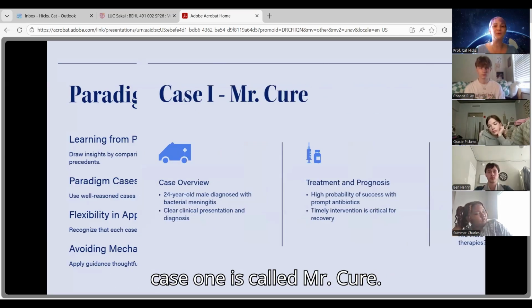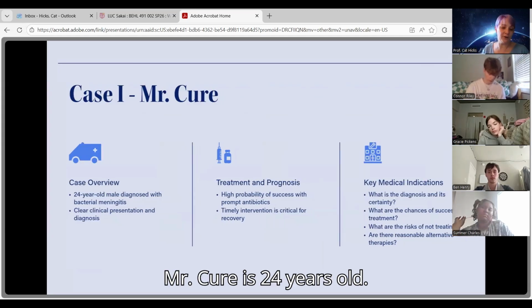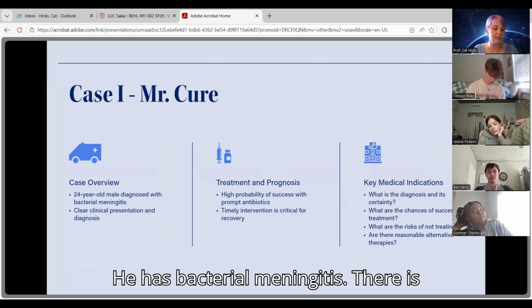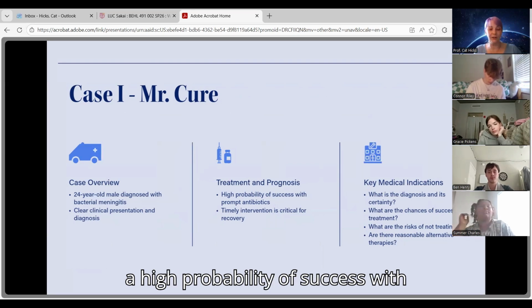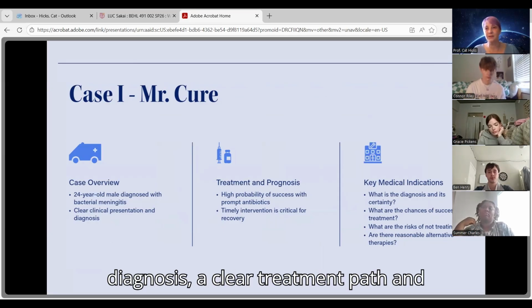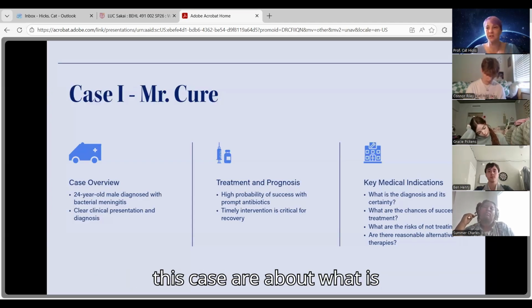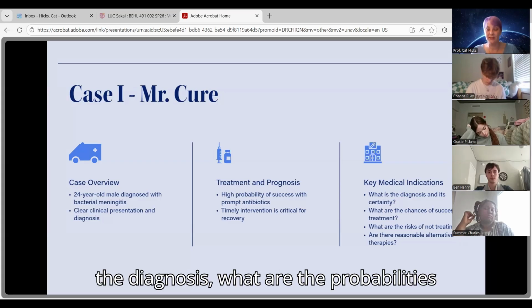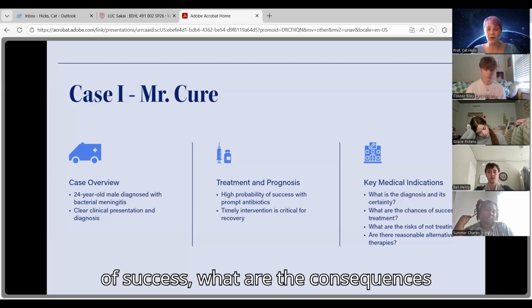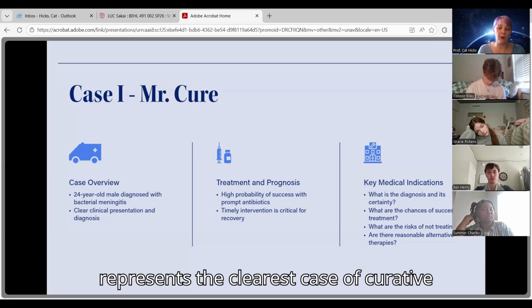So case one is called Mr. Cure. Mr. Cure is 24 years old. He has bacterial meningitis. There is a high probability of success with simple antibiotics. He has a clear diagnosis, a clear treatment path, and the key medical indication questions for this case are about what is the diagnosis, what are the probabilities of success, what are the consequences of non-treatment, and are there reasonable alternatives? So Mr. Cure represents the clearest case of curative medicine.